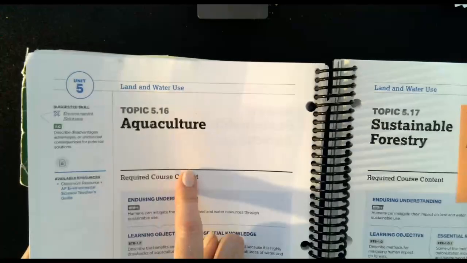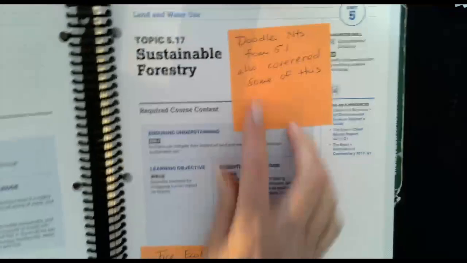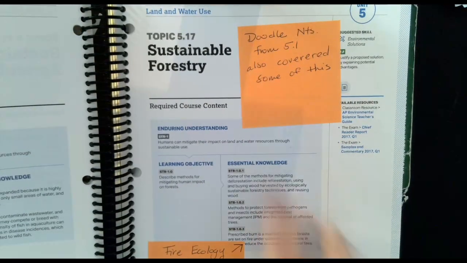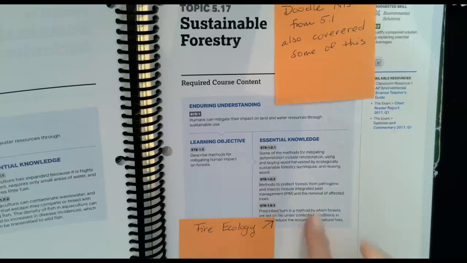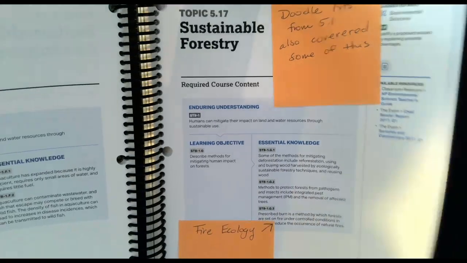I don't do anything special for aquaculture, but you could if you wanted to. Sustainable forestry, you could buy notes or not, or just have them read it. If you want fire ecology, it's right here. And that's it for Unit 5.